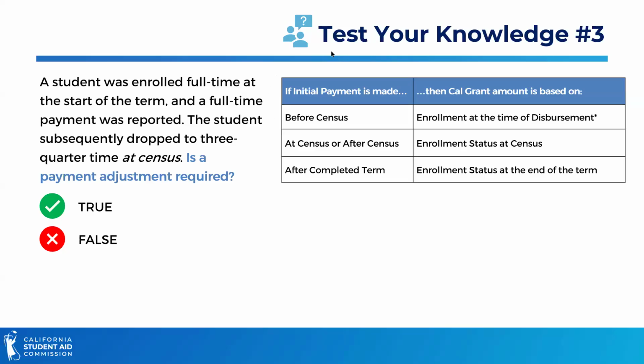And I should point out that we are using the CSAC suggested census guidelines here. That's why I have this chart posted here. Your school may have a different policy, but based on this suggested policy, what would be the answer?